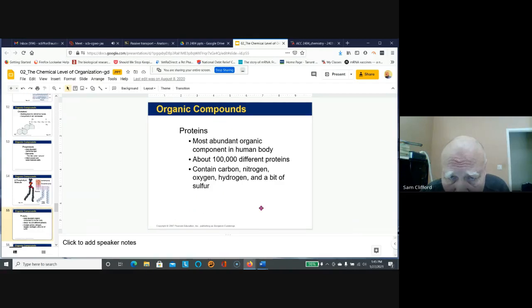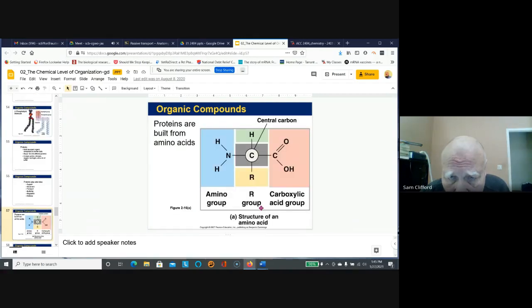Now, proteins. Okay, let's talk about an amino acid. Amino acid is the building block of proteins. Every amino acid has a central carbon, a carboxyl group, C double bond O, C single bond OH. The amino group has nitrogen and two hydrogens. So that's the structure of an amino acid.